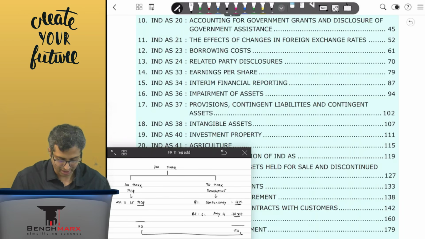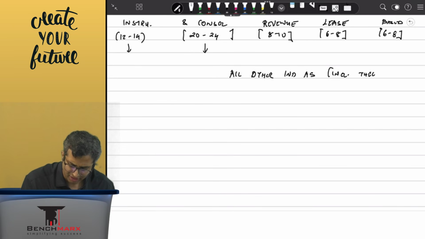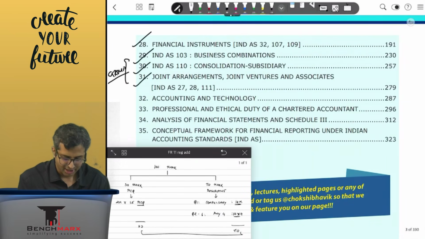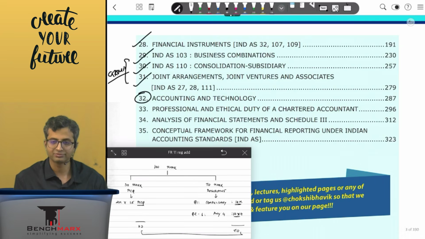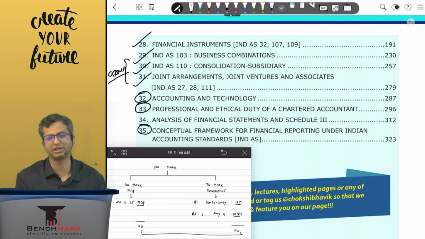So over here, all other Ind ASs, in brackets including theory. Sir, what is theory? Theory is all of this. The Institute said that these days the focus is on technology. We need to inculcate ethics in a CA. So some topics they have put, like the conceptual framework, etc. These are pure theory topics. They will ask you pure theory.